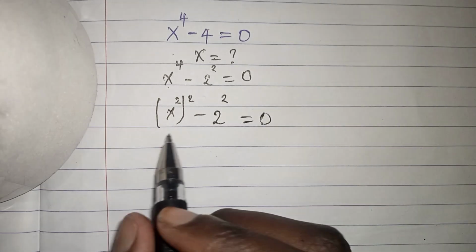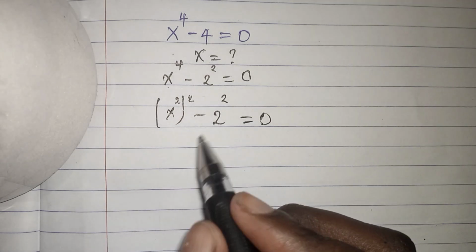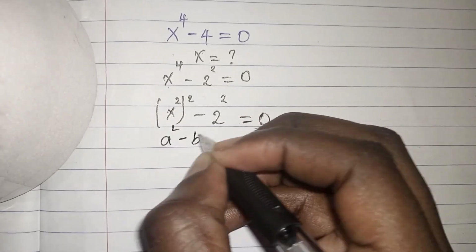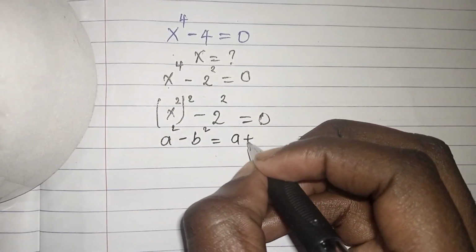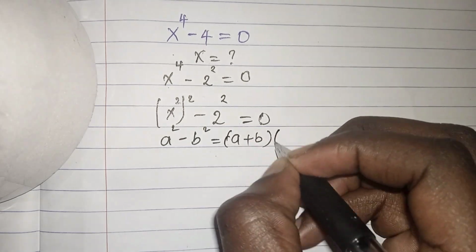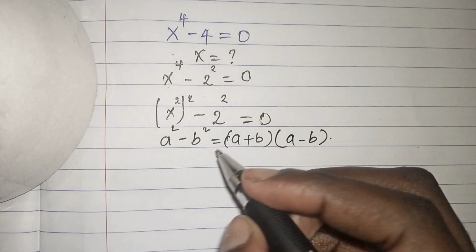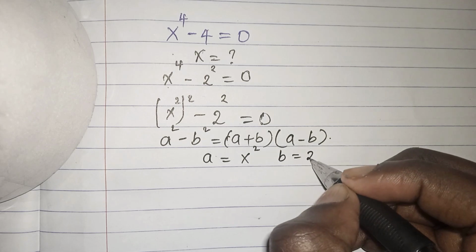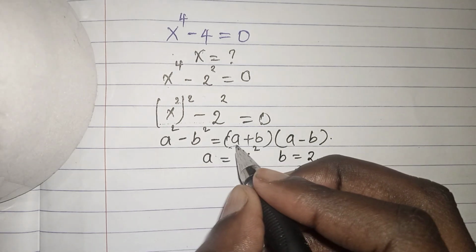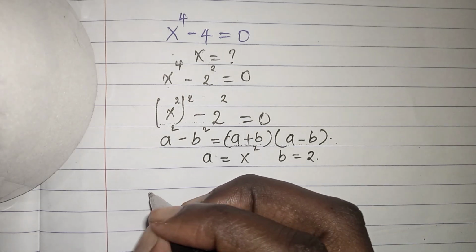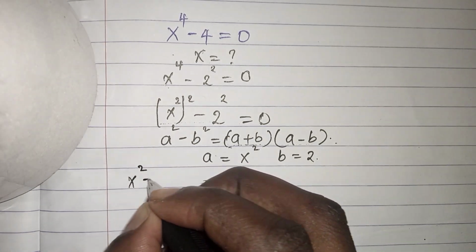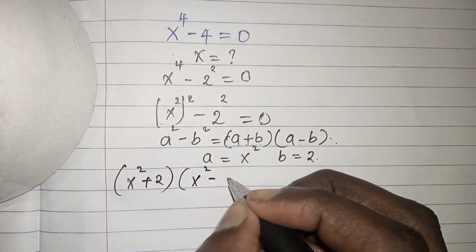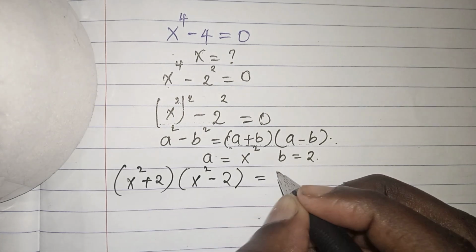So you can see this is a difference of 2 squares. So we can solve it using this formula or identity: a squared minus b squared is equal to (a plus b)(a minus b), whereby our a is equal to x squared, our b is equal to 2. So we are going to express this into this form. So this will be (x squared plus 2)(x squared minus 2) is equal to 0.